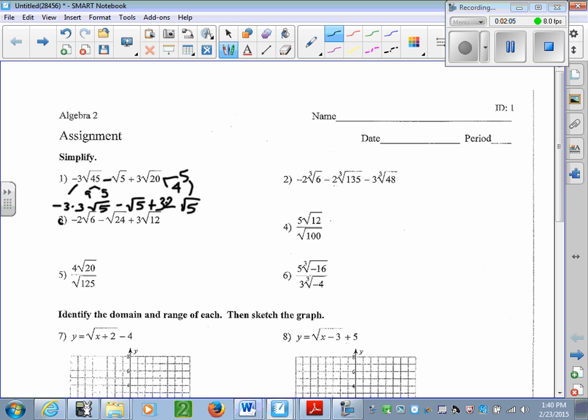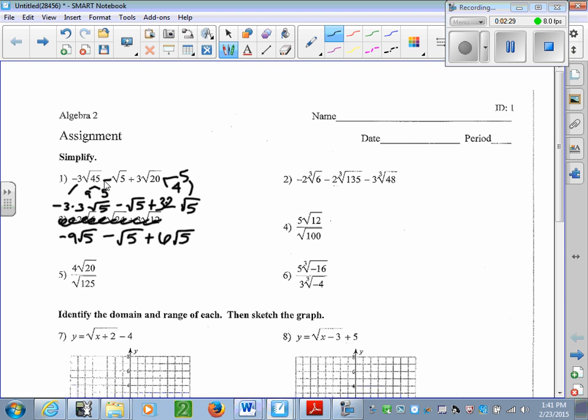Over here, we're going to skip number 3. Over here we have negative 3 times 3, and that gives me a negative 9 root 5. Remember, this middle piece is really nothing I can do to it, so I'm just going to write it down so I don't accidentally drop it. And at the end here, we have 3 times 2 on the outside, so that gives me a positive 6 root 5.